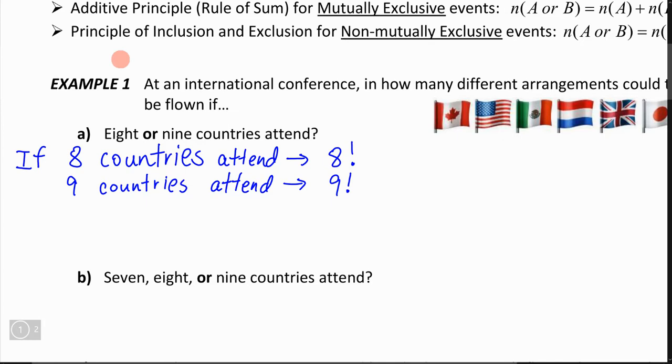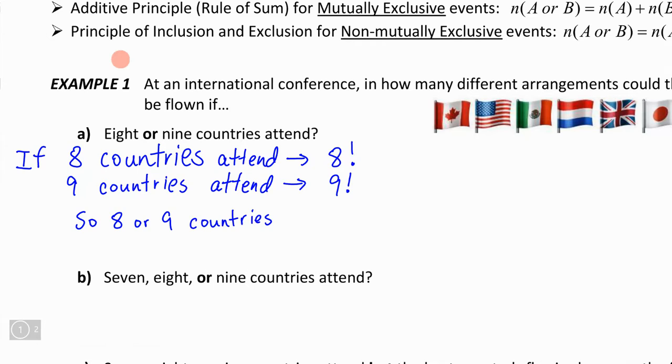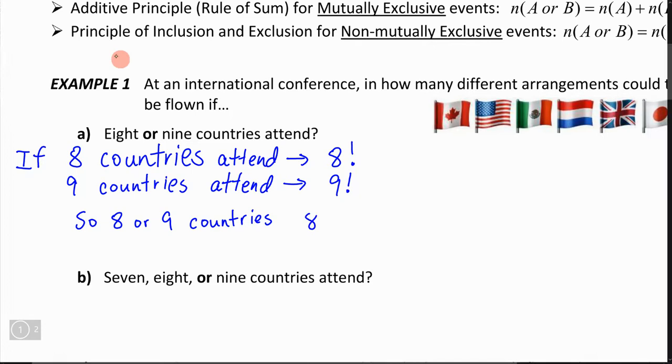So if 8 or 9 countries attend, this is an event where we use the additive counting principle, or the rule of sum. We just add 8 factorial plus 9 factorial, and that gives us 403,200 possible arrangements.